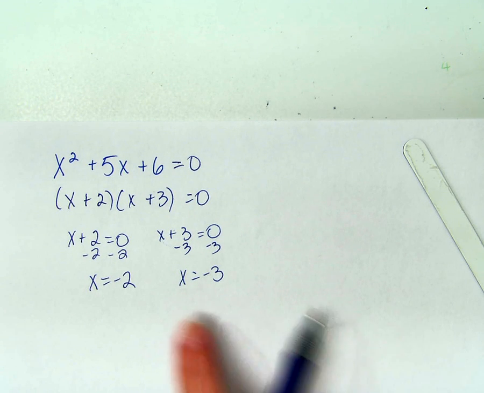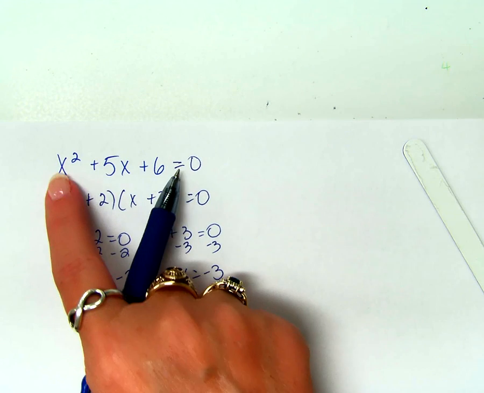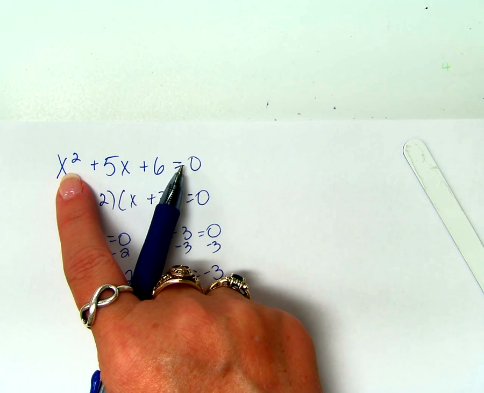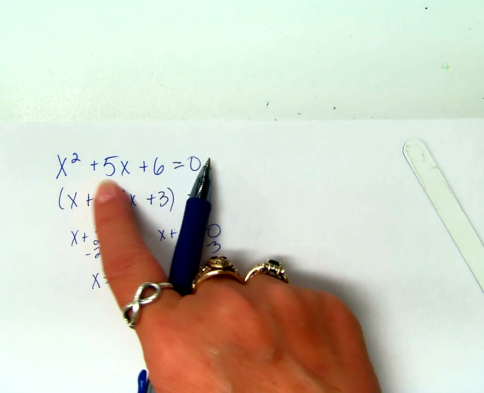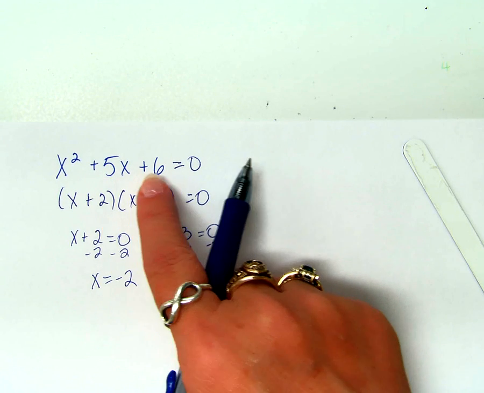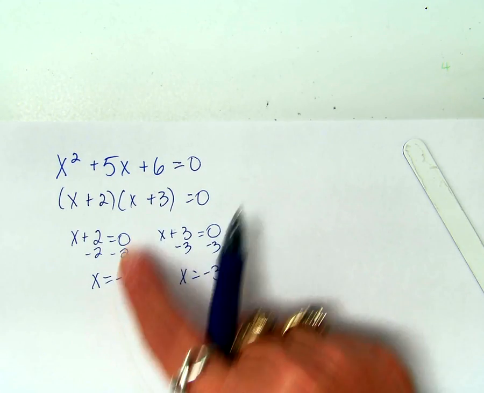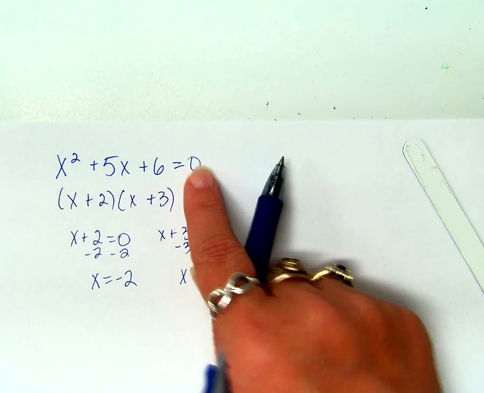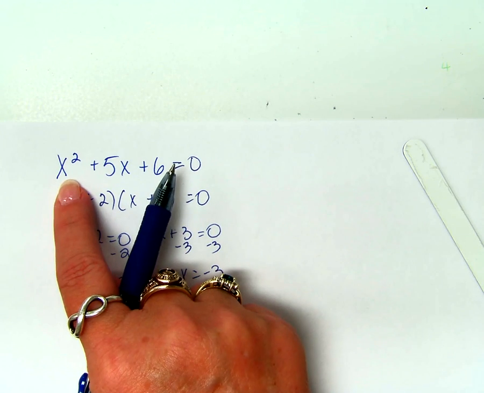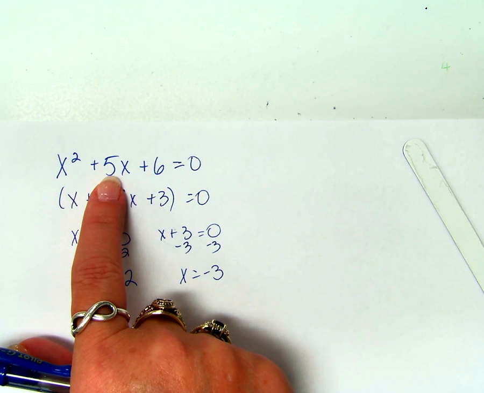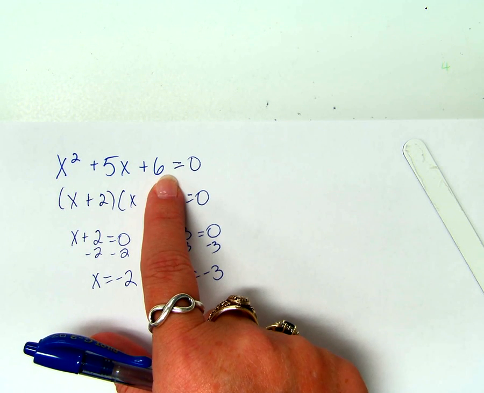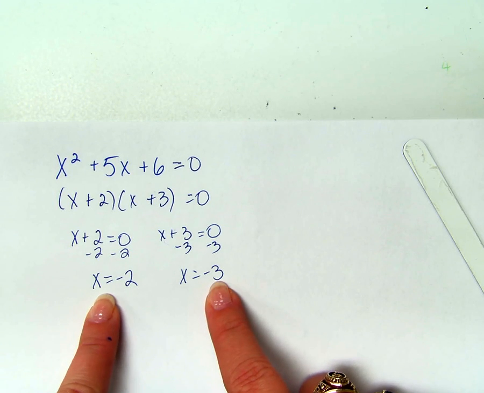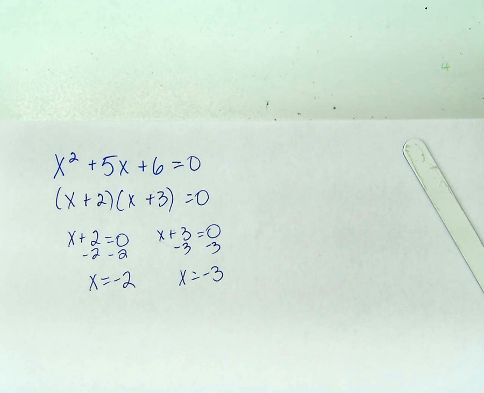Okay? If I took this negative 2 and plugged it in here, what's negative 2 squared? 4. What's 4 minus 10? Negative 6 plus 6? 0. So this value makes it equal to 0, right? What's negative 3 squared? 9. What's 9 minus 15? Negative 6 plus 6? 0. Also 0. Both of these 2 values make this equation equal to 0. So that's why I have to have both of them.